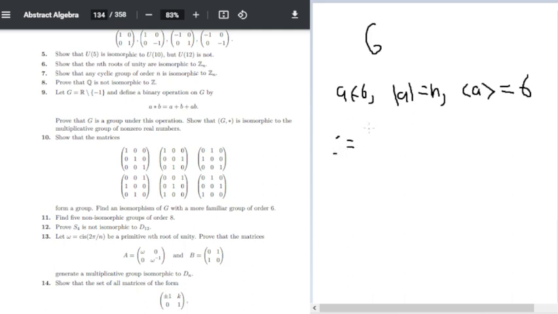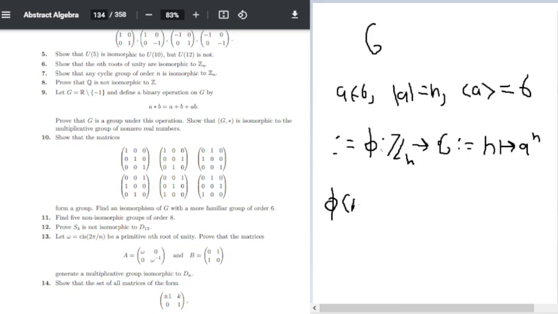Now define phi from Z sub n to G, which sends n to a to the n. Clearly, this is a one-to-one and onto mapping. So the main difficulty will be showing the group composition, or the operation, is preserved.